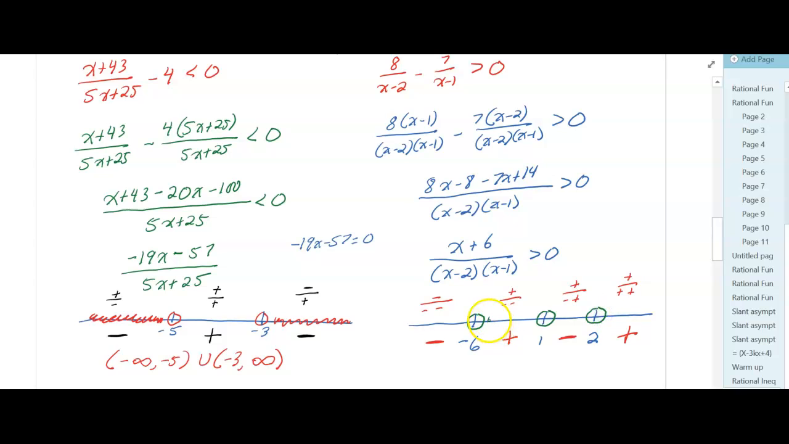And we want to know when it's positive, so it's positive in between negative 6 and 1, and then 2 to infinity. So the final answer here would be negative 6 to 1, union 2 to infinity.